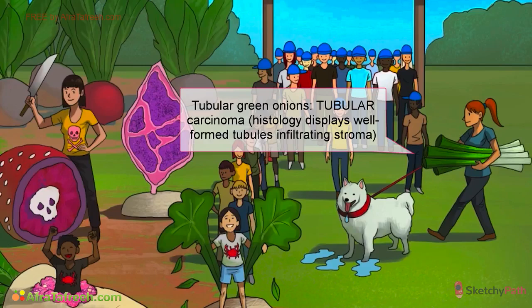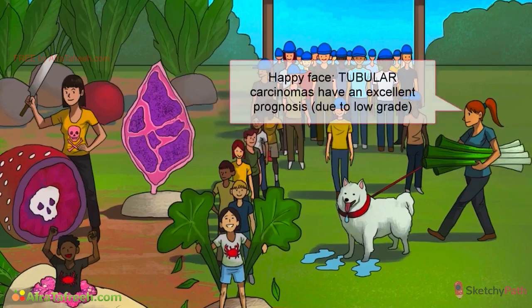On histology, tubular carcinomas appear as well-formed tubules infiltrating the stroma, symbolized here by those giant tubular green onions. Because tubular carcinoma cells are cytologically low grade, the prognosis for patients is excellent.